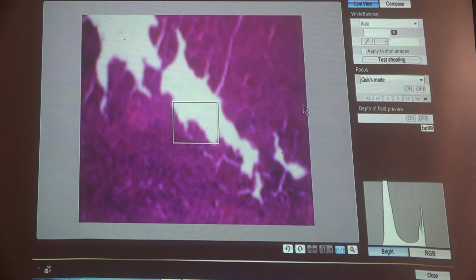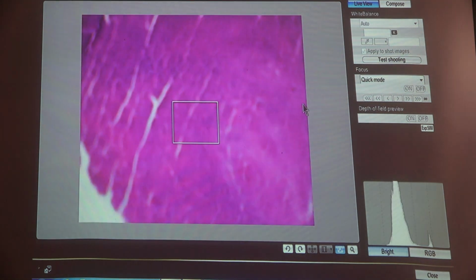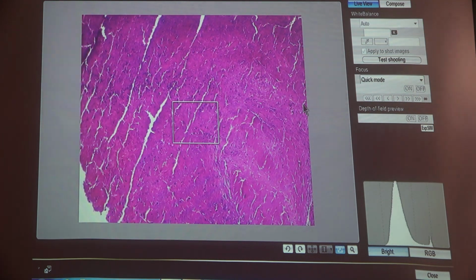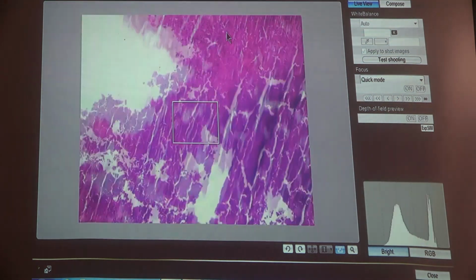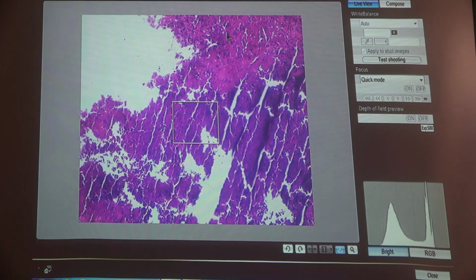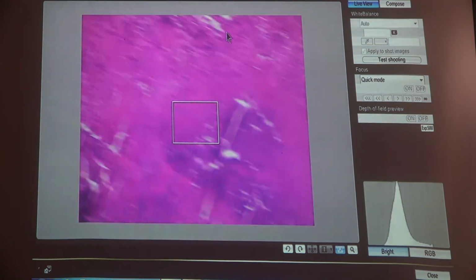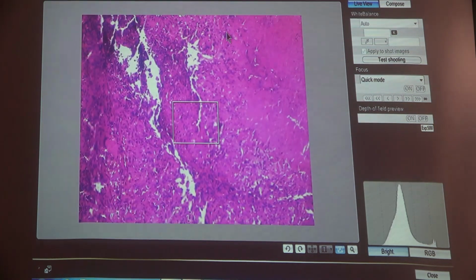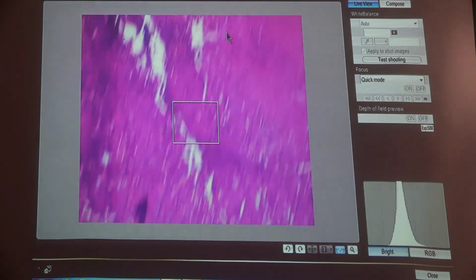granular material, acellular granular material. This is acellular granular material surrounded by chronic inflammatory cells, mainly lymphocytes. Also, this is caseous necrosis. This also caseous necrosis. This is also caseous necrosis.